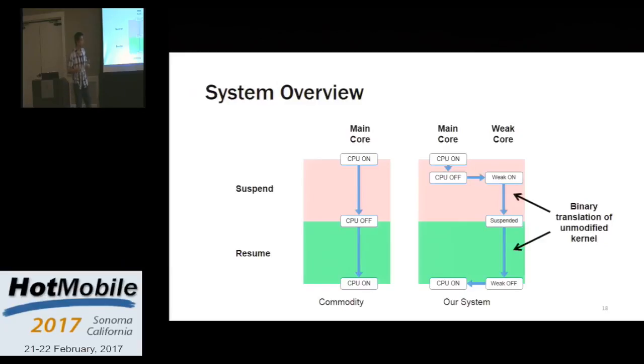So this is the system overview. On the left-hand side, we have the commodity system, where the main CPU is responsible for the entire suspend and resume. And on the right-hand side, we have our system. At the beginning of the suspend, the main CPU will shut down and offload the suspend and resume work to the weak core. The weak core will take the binary from the main core's kernel, translate and execute the suspend and resume functions. And at the very end of the resume, the weak core will bring the main CPU back.